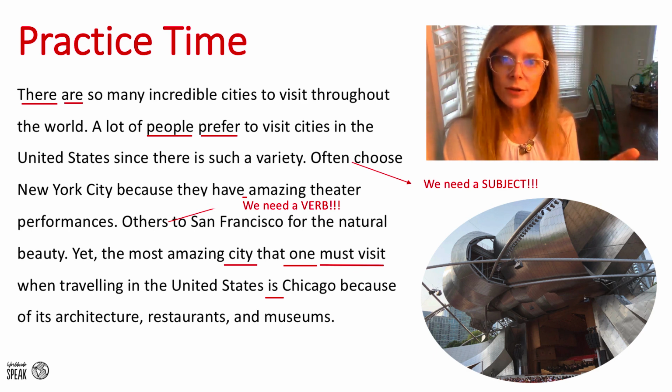And so be careful because if you've written complex sentences that have independent and dependent clauses, you're going to need a subject and verb in each of those clauses.